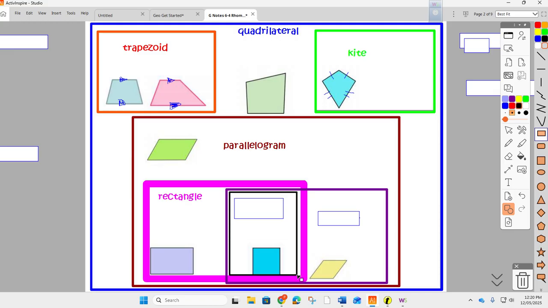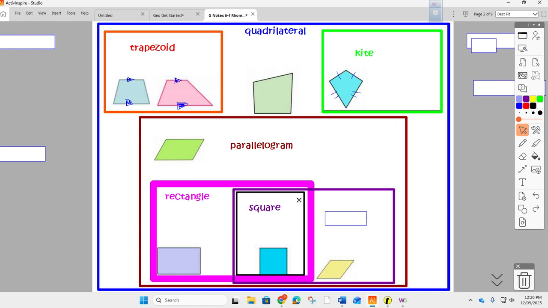So everything in this black box is a square.